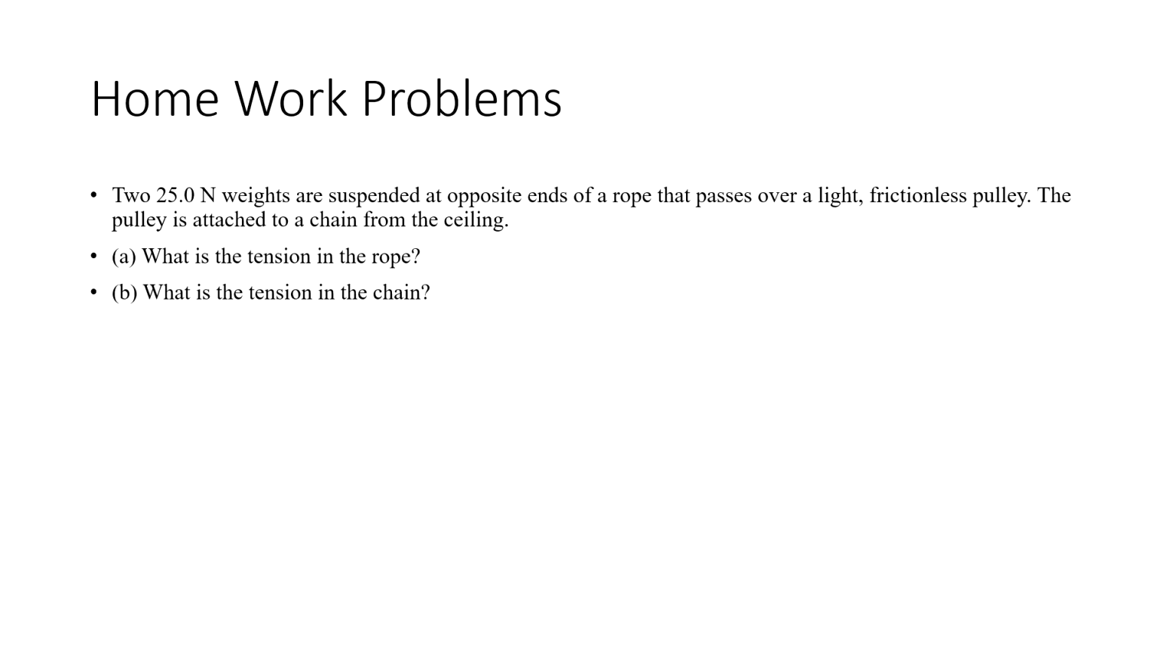Now these are some homework problems for you. Can you try to solve this on your own in your notebook? Two 25 Newton weights are suspended at opposite ends of a rope that passes over a light frictionless pulley. The pulley is attached to a chain from the ceiling. What is the tension in the rope and what is the tension in the chain? So try to solve this problem, illustrate the problem, draw the free body diagrams, and from that write Newton's equations and solve these equations to obtain what is being asked in the question.